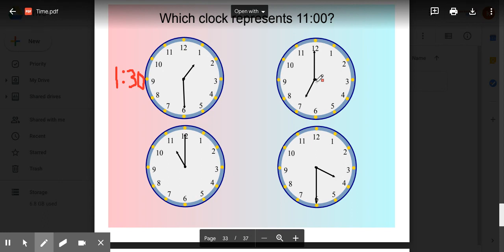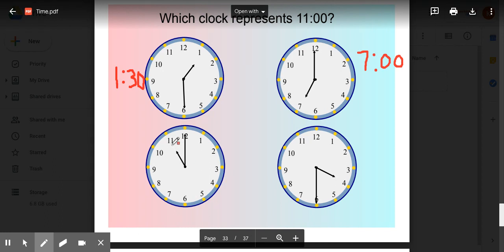Now let's do this one. The hour hand is pointing to the, very good, 7. And the minute hand is at the top. And when the minute hand is at the top, we know it is o'clock. This analog clock shows 7 o'clock. All right, let's do the next one.